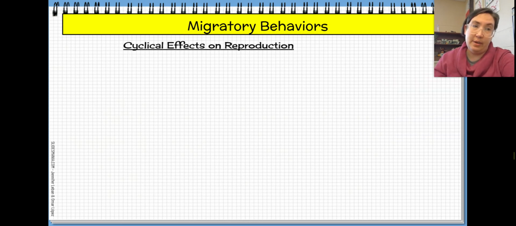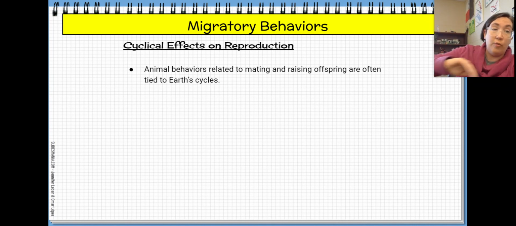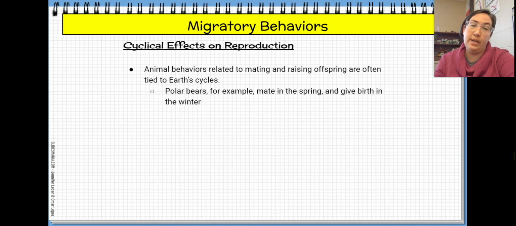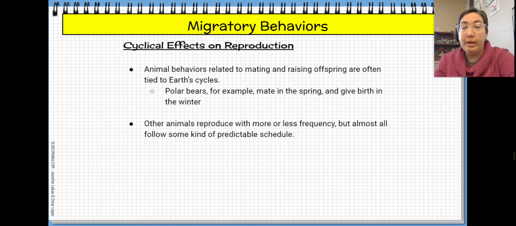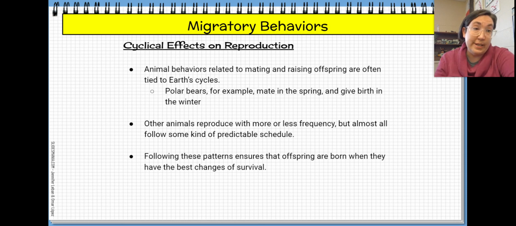Cyclical effects on reproduction. So cycles are repeating events that happen over and over in a way we can predict. And animal behaviors related to mating and raising offspring are often tied to Earth cycles. Polar bears, for example, mate in spring and give birth in the winter. Other animals reproduce with more or less frequency, but almost all follow some kind of predictable schedule. Following these patterns ensures that offspring are born when they have the best chances for survival.